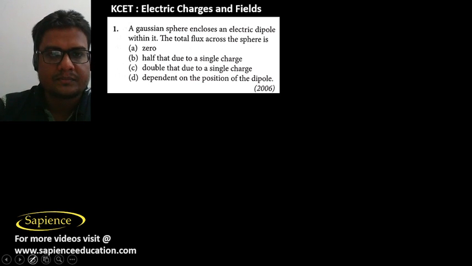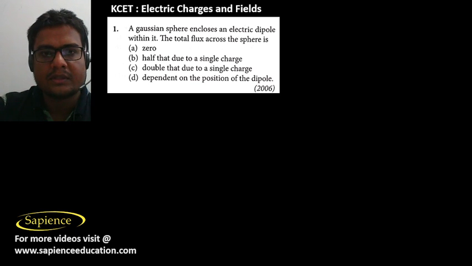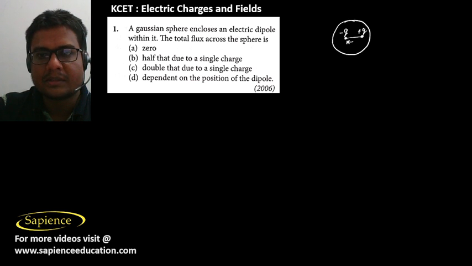So here we shall solve from question number 1. It is told a Gaussian sphere encloses an electric dipole within it. The total flux across the sphere. So one sphere is there and inside it one dipole is included. An electric dipole consists of a pair of charges, equal and opposite. One is minus q and one is plus q, and they are separated by some distance d. So this is called an electric dipole.